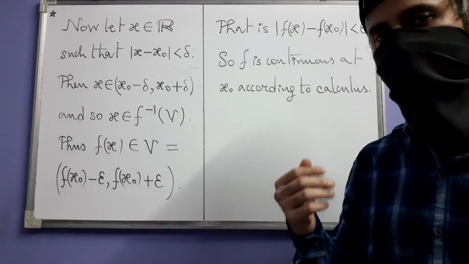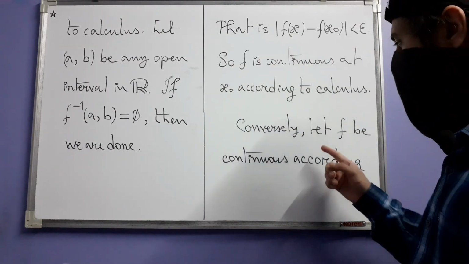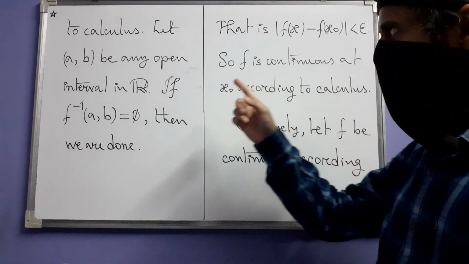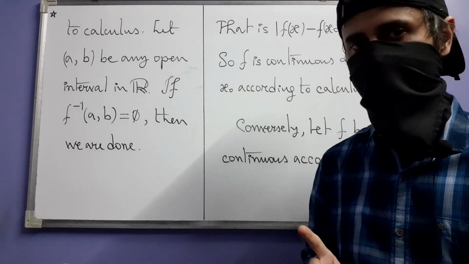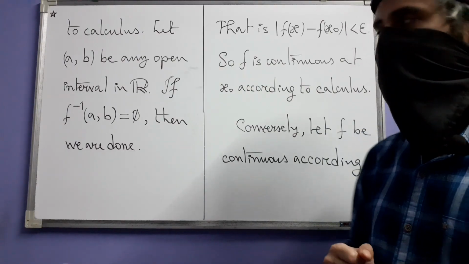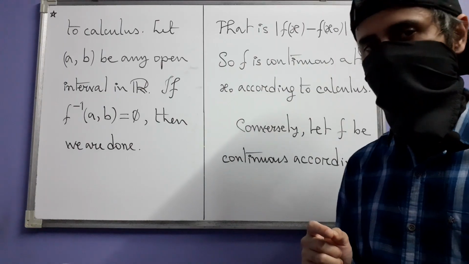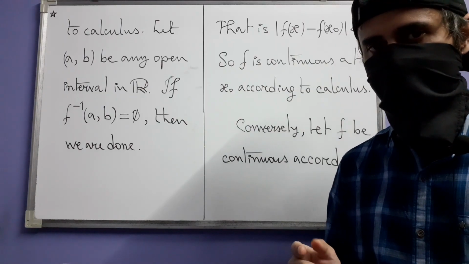And now we are going to prove the converse. So conversely, let f be continuous according to calculus. Now we need to prove that f is then also continuous according to topology, that means our definition. Which means that we need to show that the inverse image of every open set in R under f is open.